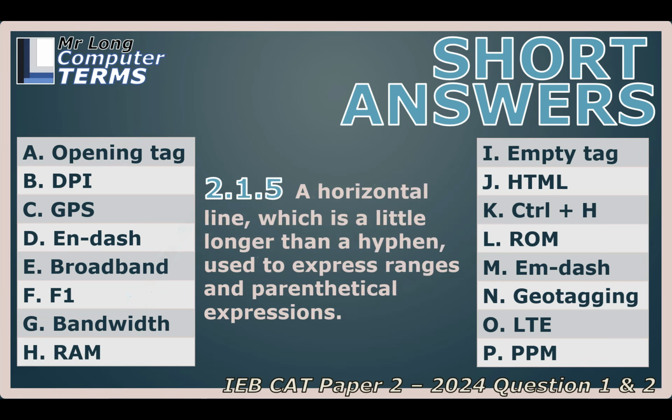A horizontal line, a bit longer than a hyphen, used for ranges like 1990-2000. That is the en dash. It's a small typographical detail, but it shows you know what you're doing in a professional document.